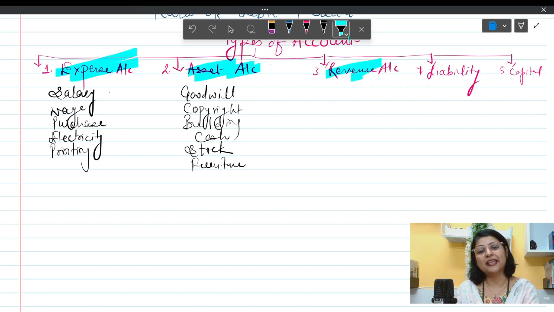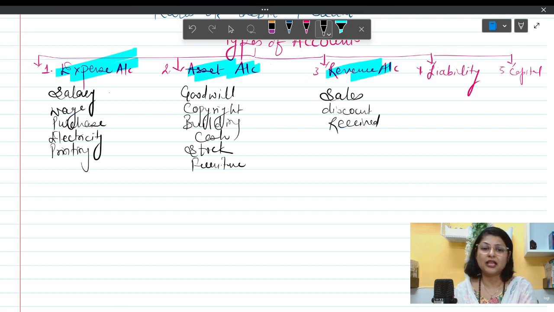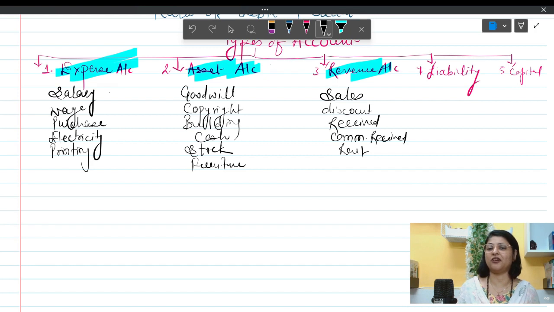Let us go to the next kind of account, which is known as revenue account. Under revenue account, any kind of income is written. We have, let's say, sales, discount received, commission received, rent received, etc. Whatever we are receiving or generating as income comes under the revenue account.